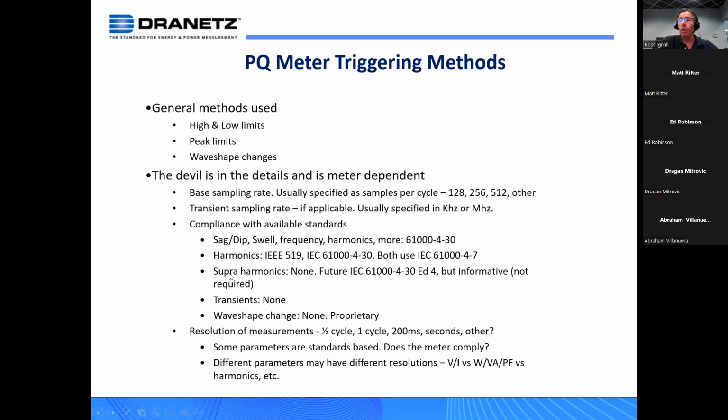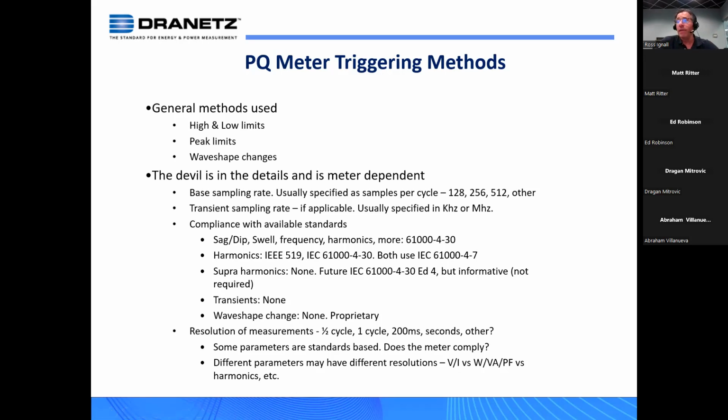You have a newer term called supraharmonics, and supraharmonics are harmonics in the frequency range of 9 kilohertz to 150 kilohertz. To give you an example, the 61000-4-7 caps out at about 3 kilohertz, which is this standard range we've been using forever for harmonics. And that's about the 50th harmonic. Supraharmonics is kind of a band that's much higher in frequency.